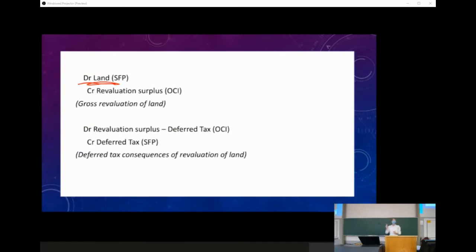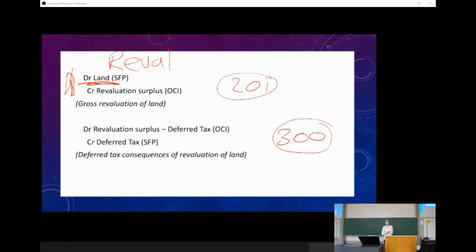Okay. So that's what's going to happen on deferred tax. We'll look at that now in today's class example. So here we do our journal for the revaluation. This is on the date of the reval. We do this journal: debit the land, credit the revaluation surplus in OCI. This journal you know from 201. And this is our additional journal that we now do in 300.